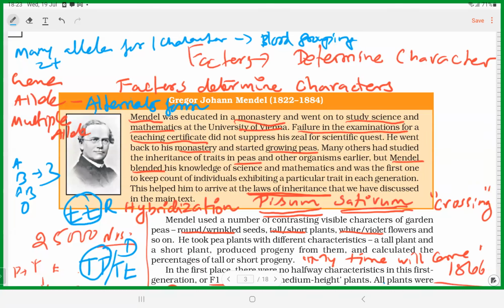Okay, fine. Now tell me the variation. Stem height, actually tall is dominant, dwarf is recessive. Then, no, purple is dominant.